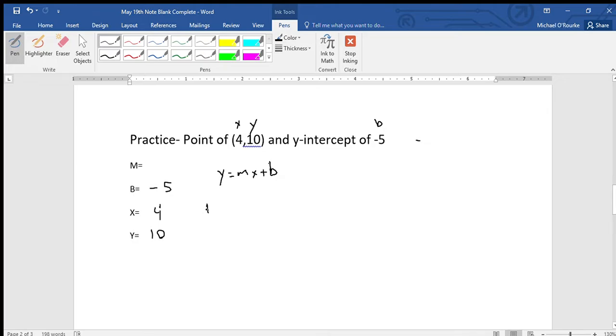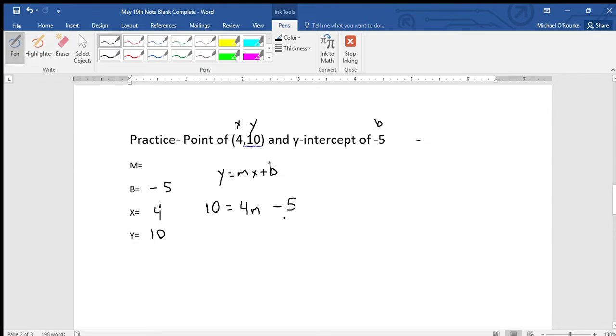So this here is 10 equals, our m value is what we don't have. But we do have an x value of 4. So I'm just going to put it in front there. If you want to keep it the exact same, you could write it as m4. It just looks weird since we've always been writing the coefficient in front. So I just like to write this. It's going to be -5.